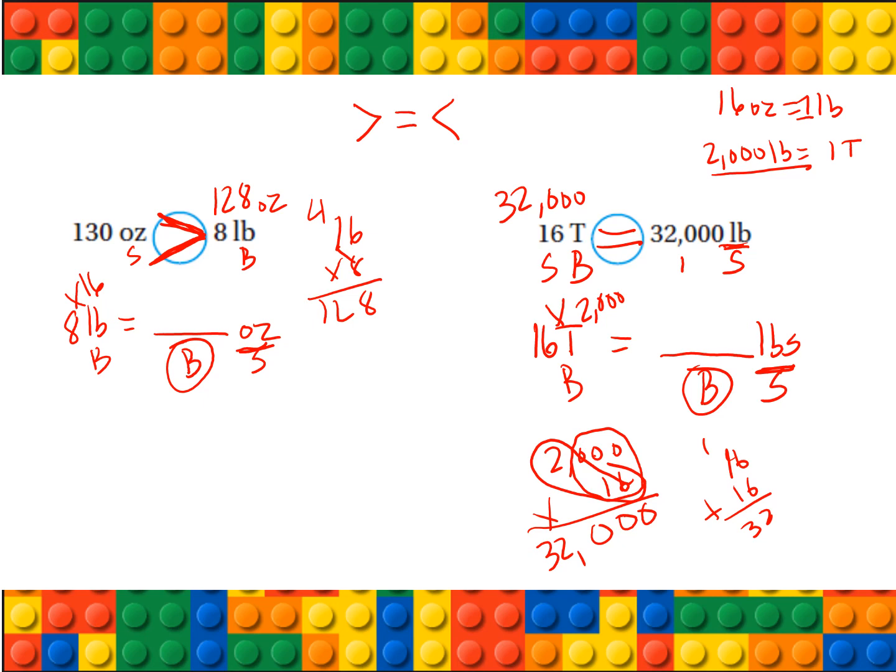All right? The next lesson, we will start our focus on the metric units. Same strategy. It's a lot easier because you're just moving the decimal. But we'll be continuing with metric units next.